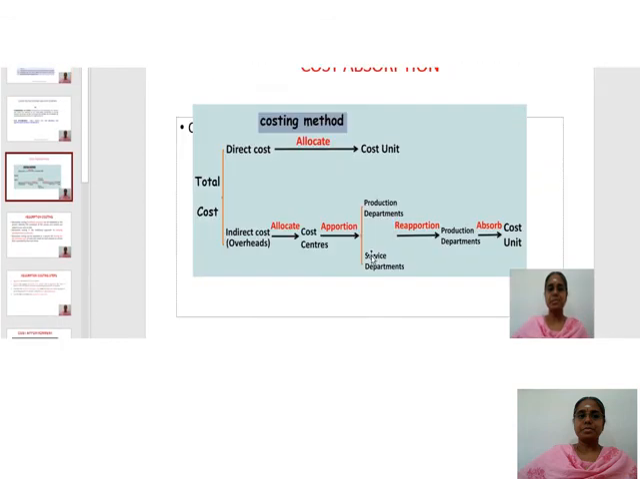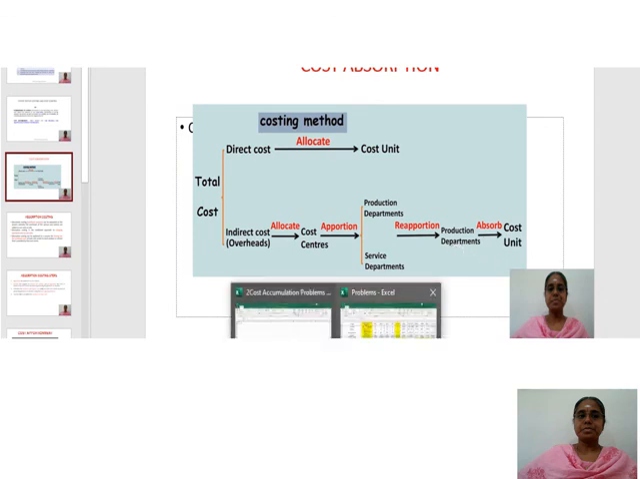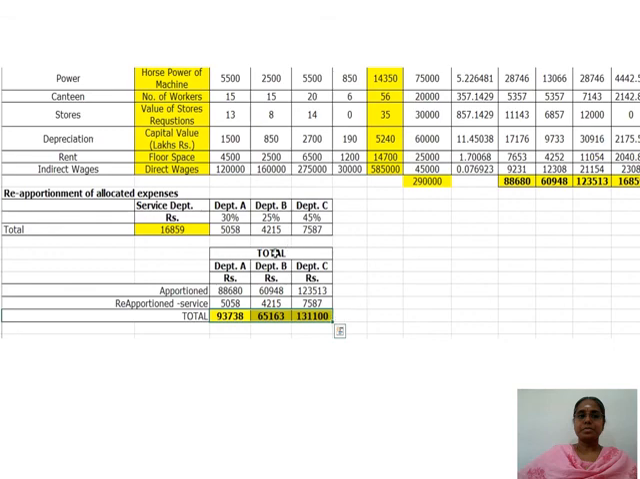Now you have seen already, you can go back and see the direct cost can be directly allocated. What we did now is indirect cost overheads have to be allocated to the cost center. How? By apportioning for production and service department, then the service department reapportion to production department and absorb to that cost unit. This is what we saw in this problem now.